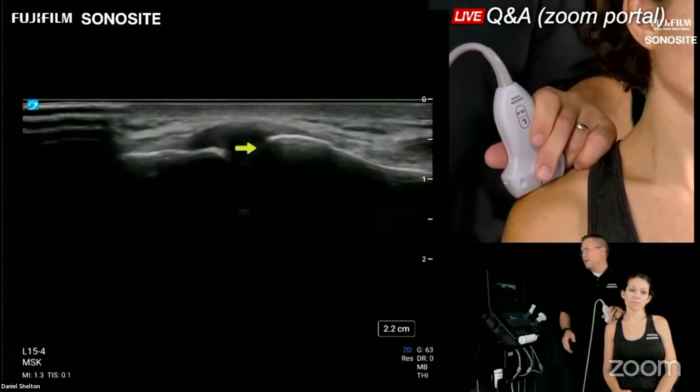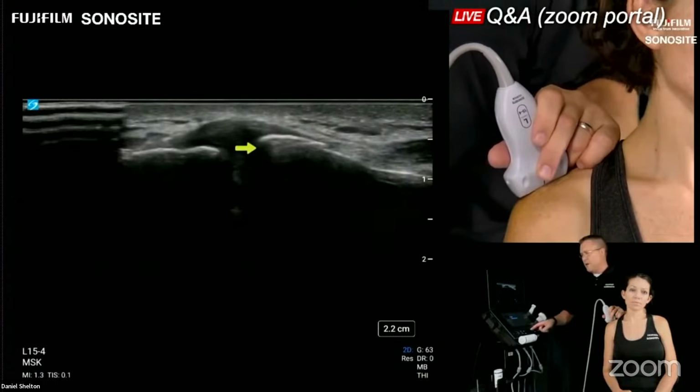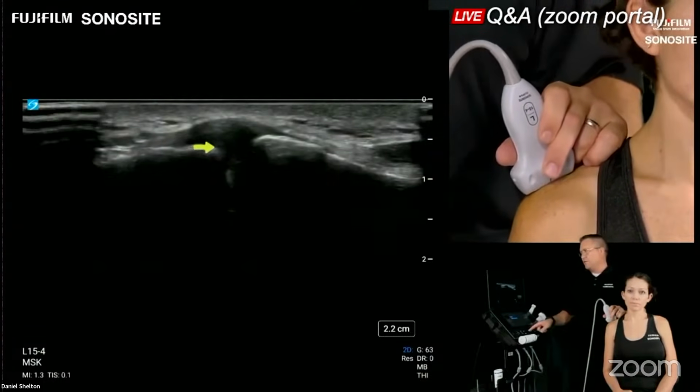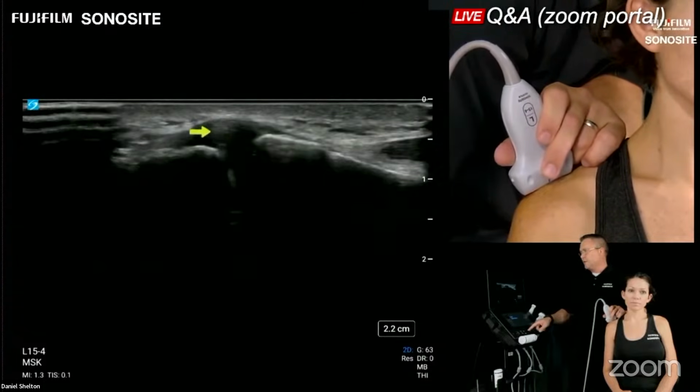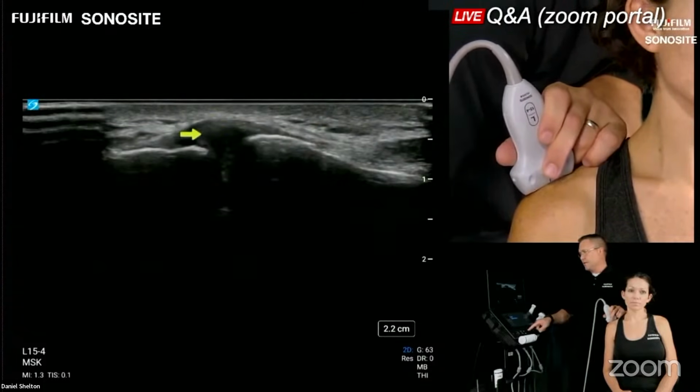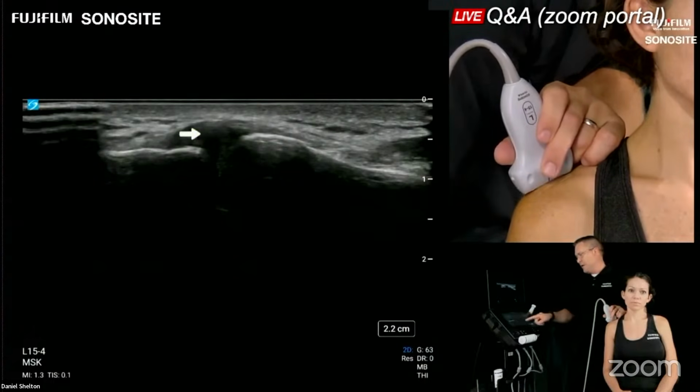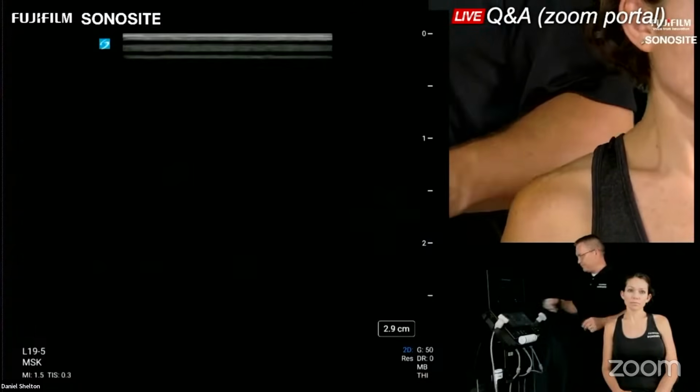There we go. And I didn't see any separation. So those are kind of the two main diagnostic maneuvers you can do to test the integrity of the AC joint. Let's take a closer look at this ligament here, the AC ligament, by switching over to the 19 megahertz linear, which is a smaller footprint zoomed in.